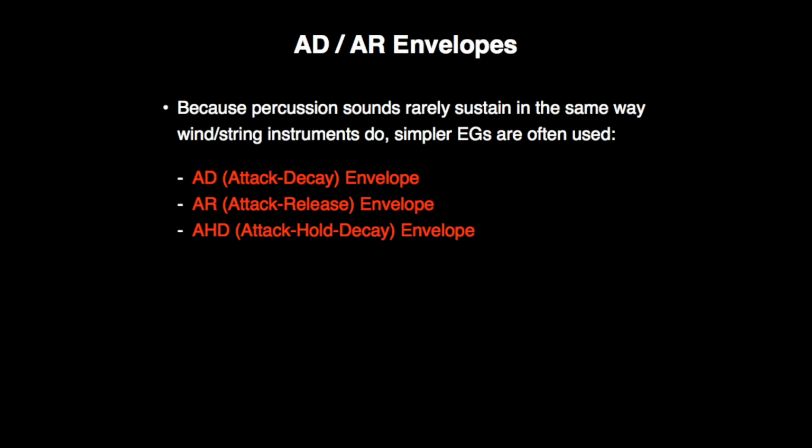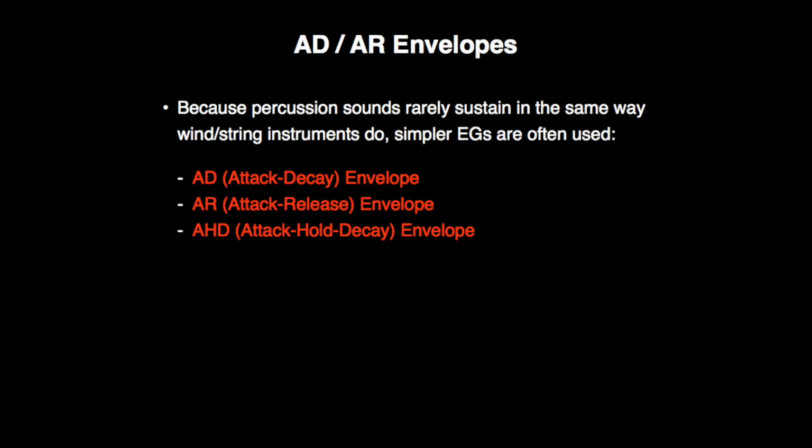So because percussion sounds rarely sustain in the same way that wind and string instruments do, we can often get away with using simpler envelope generators. We don't need a full ADSR envelope. We can get away with an ADAR envelope. And ADAR envelopes are 2 different kinds of envelopes, but we use that term to refer to this category of these simpler envelopes. And then we'll look at 3 of them. We'll look at AD envelopes, attack decay, AR, attack release, and AHD, or attack hold decay envelopes.